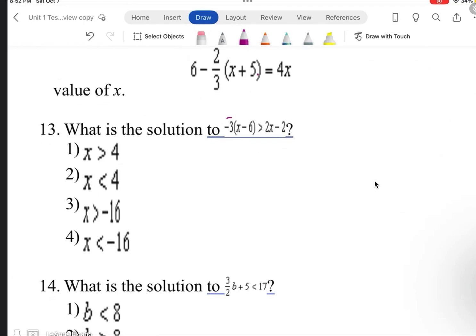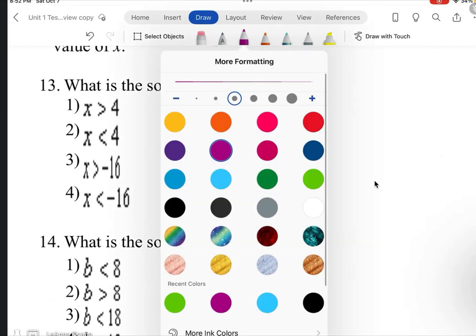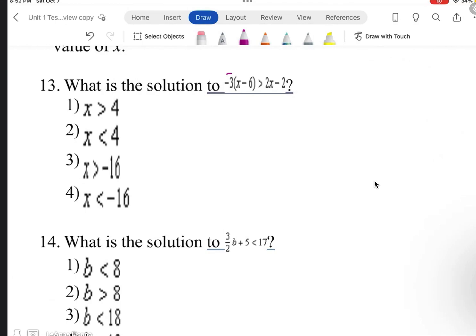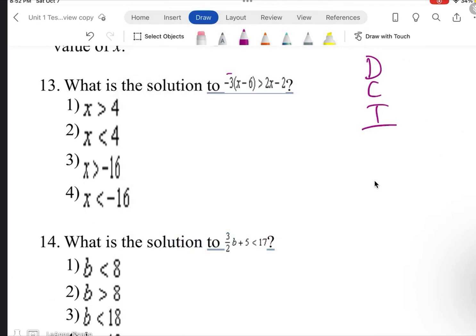Okay, let's take a look at number 13. What is the solution to negative 3 times x minus 6 is greater than 2x minus 2? So when we solve inequalities, that's an inequality there, we do it the same way we would solve an equation. So again, DCI, distribute first. Is there a distributive property? There is. Okay, so we have negative 3 times x, and that's negative 3x.